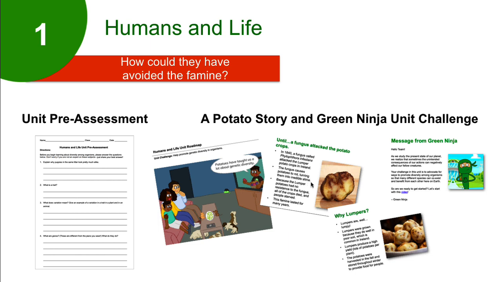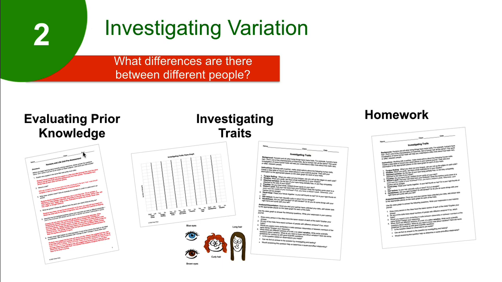We then share the story of the Great Potato Famine and ask the question, how could they have avoided the famine? The answer is the driving message for this unit. Diversity helps species survive. In the next lesson, students discuss the pre-assessment answers to make sure that everyone's on the same page about some core background ideas.